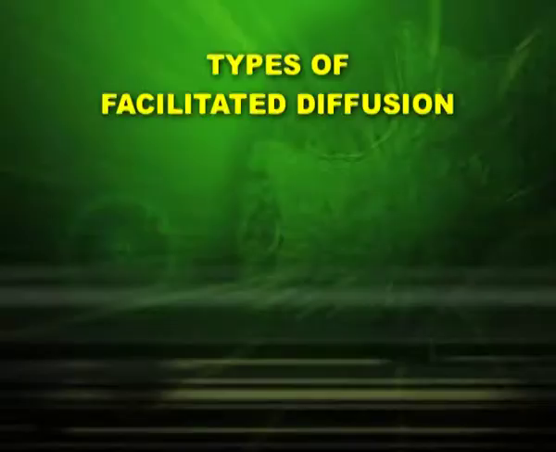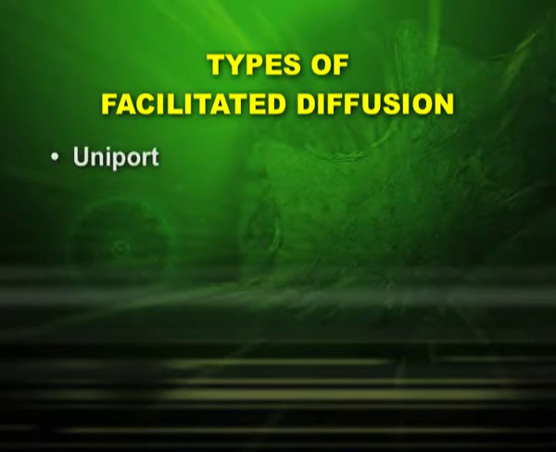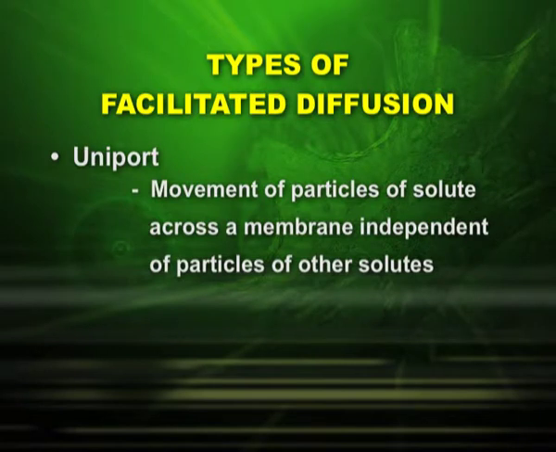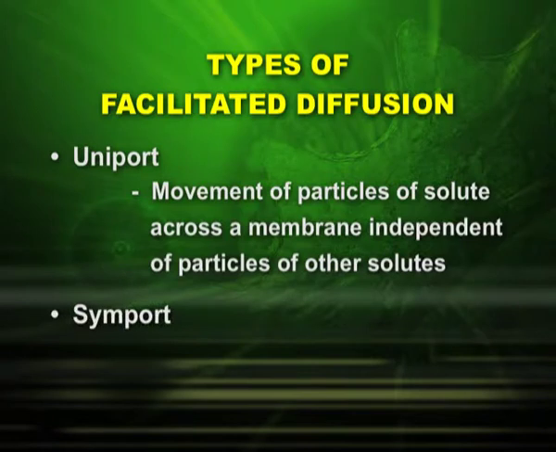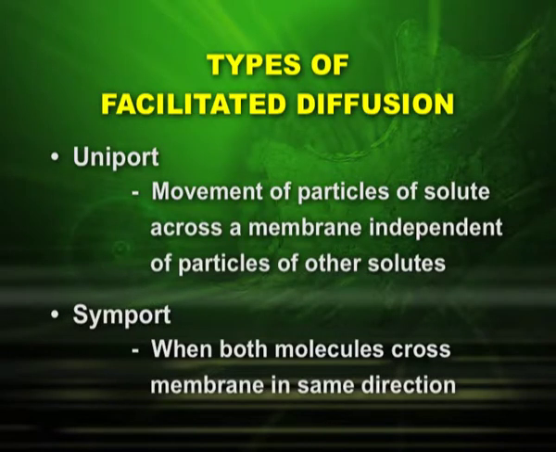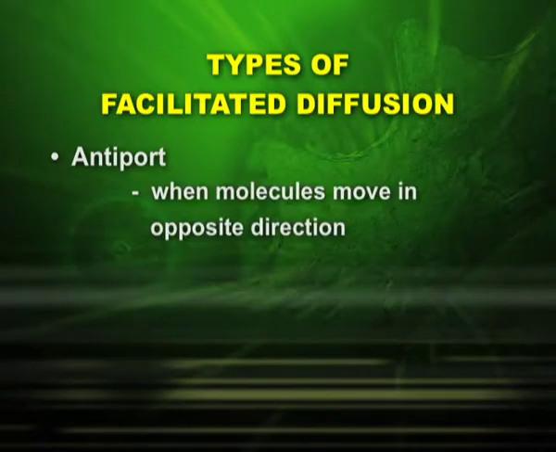Now, let us come to the types of facilitated diffusion. The first type is the uniport, the movement of particles of solute across the membrane which is independent of particles of other solutes. That means that the molecules are only of one type. The second one is the symport, when both molecules cross the membrane in the same direction. That means there is a co-transport where the molecules move in the same direction. The third type is the antiport, when the molecules move in the opposite direction.